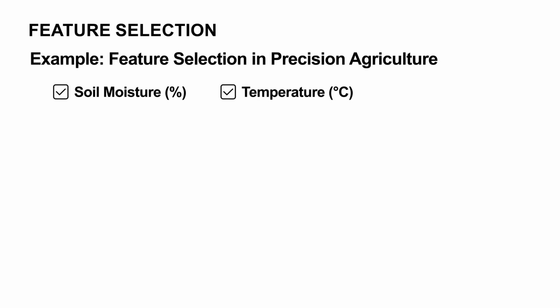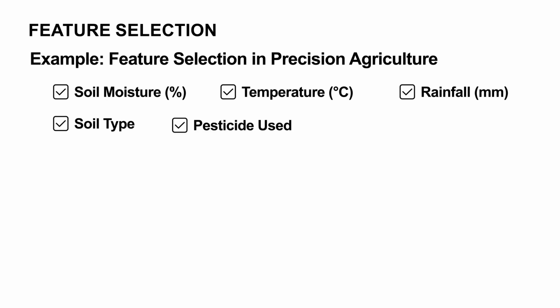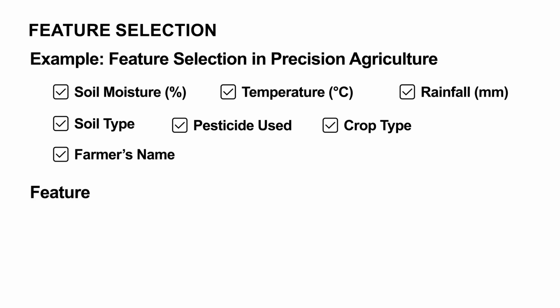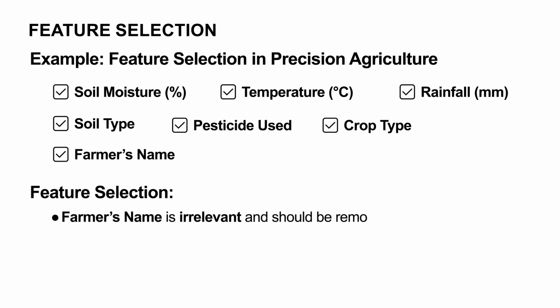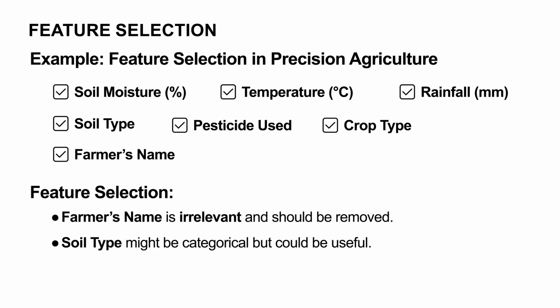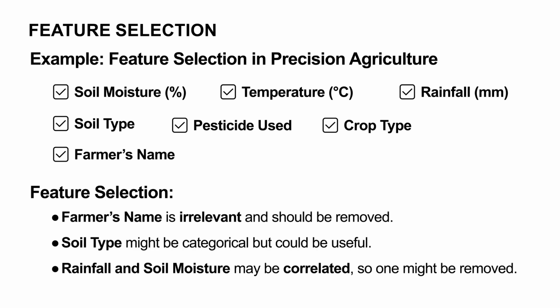Example. Feature selection in precision agriculture. Imagine predicting crop yield using these features: soil moisture %, temperature in degrees Celsius, rainfall in millimeters, soil type, pesticide used, crop type, farmer's name. Feature selection: farmer's name is irrelevant and should be removed. Soil type might be categorical but could be useful. Rainfall and soil moisture may be correlated, so one might be removed.